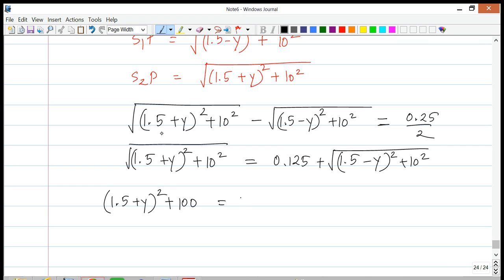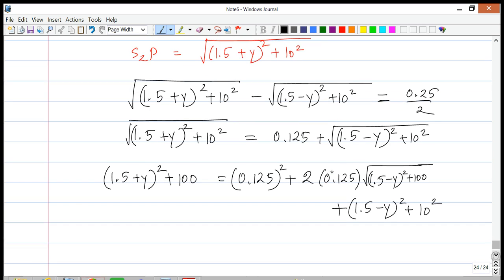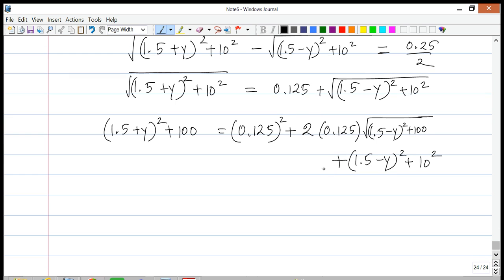hand side ends up becoming 0.125 squared plus 2 times 0.125 times the square root of (1.5 − y) the whole squared plus 100, plus (1.5 − y) the whole squared plus 10 squared. So like I promised, this is not easy, it's going to be painful. So you'll see a lot of the terms will actually simplify as we move on.